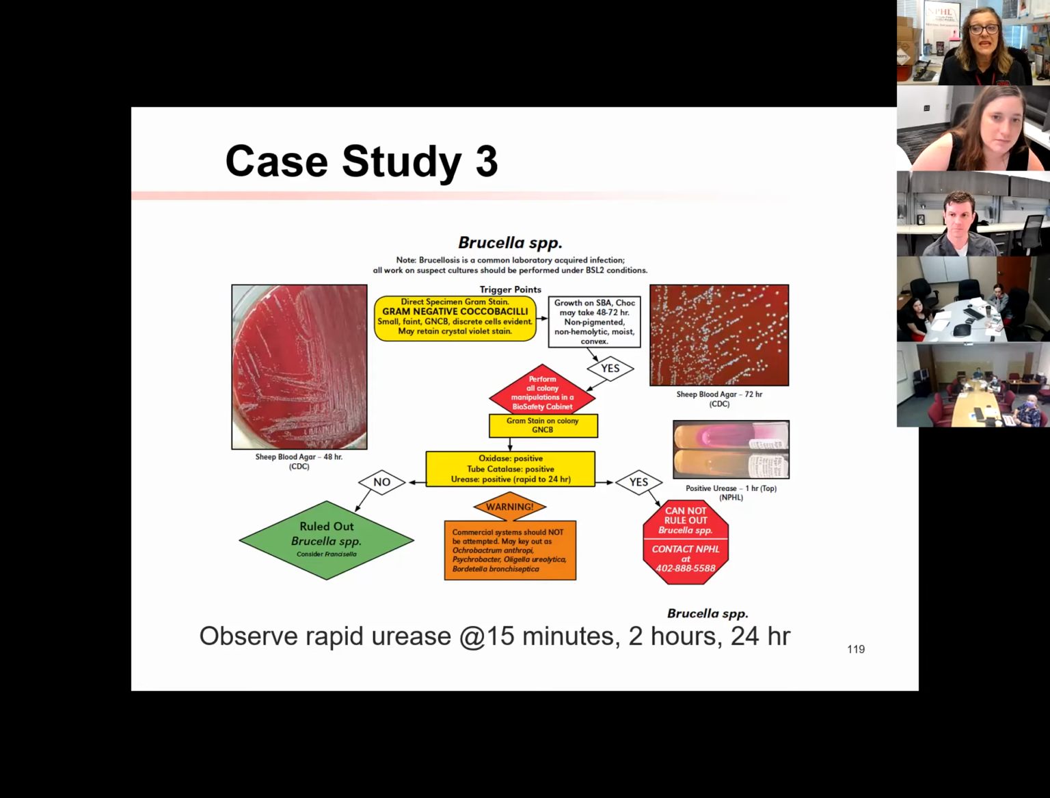Now, if you've accidentally been working on this organism and you didn't think anything about it, and you accidentally put it on the system, it happens all the time. Be aware, your Maldi or other systems probably do not have Brucella in their library. So in other words, it is going to be identified as Otobacterium, Psychrobacter, an Oligella urolytica, which is a fast urease positive organism. It can even be identified as a Bordetella bronchiseptica. And those are common organisms in the lab. But if this is a slow grower, don't trust those IDs from the Maldi. You would want to probably still have your public health laboratory rule it out by other means.